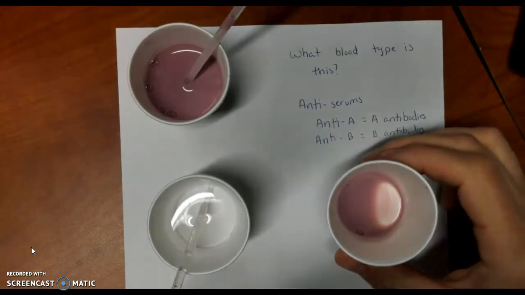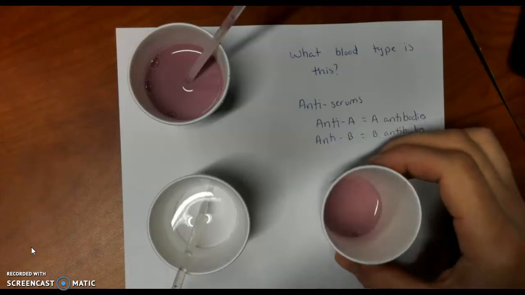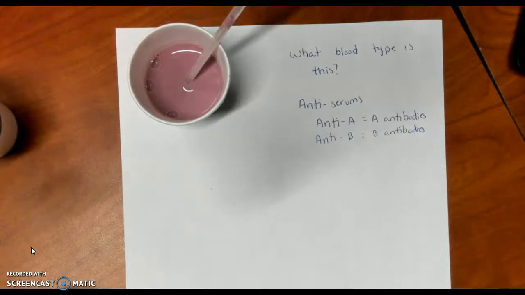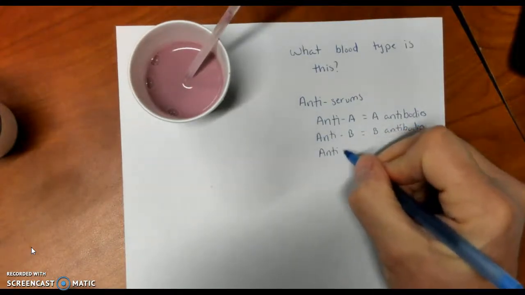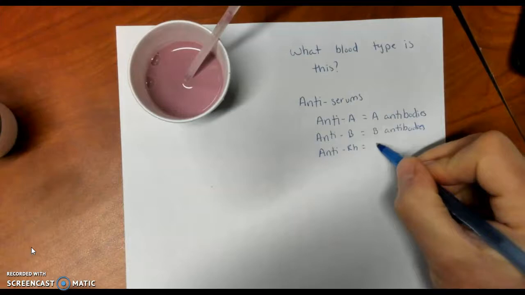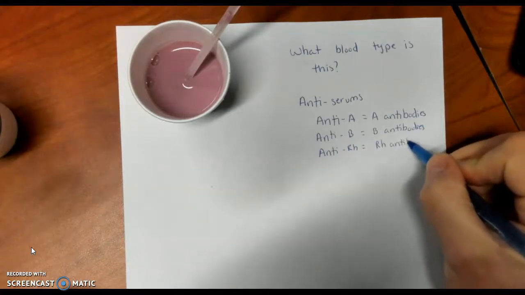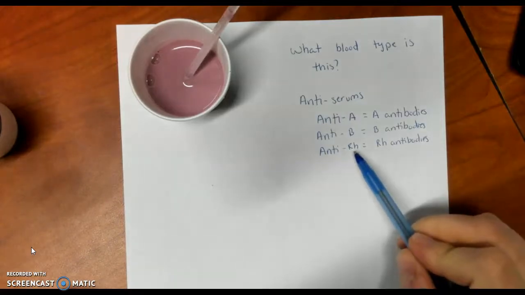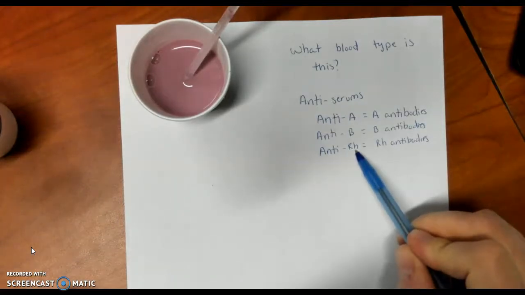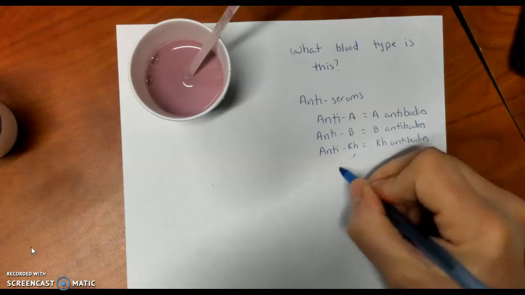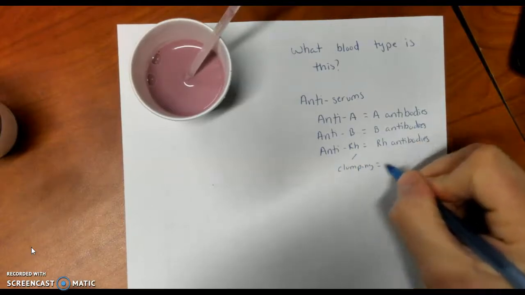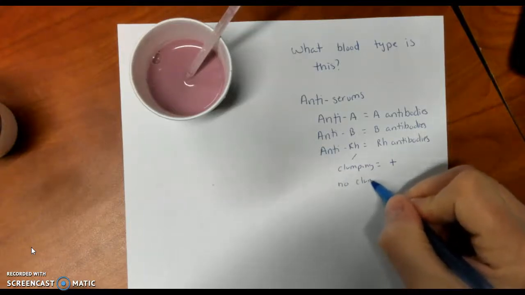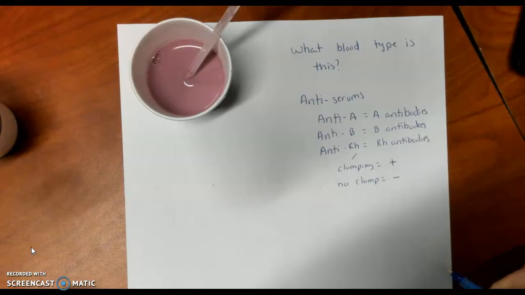So now I determined that it's type A blood, but is it type A positive or A negative? To do that, we would need a third serum known as the Anti-Rh serum, which contains the Rh antibodies. Running the exact same test, I can determine, does the blood clump up when I add the Rh? If it does, that means that it is a positive blood type. If it does not clump, that means it is a negative blood type.